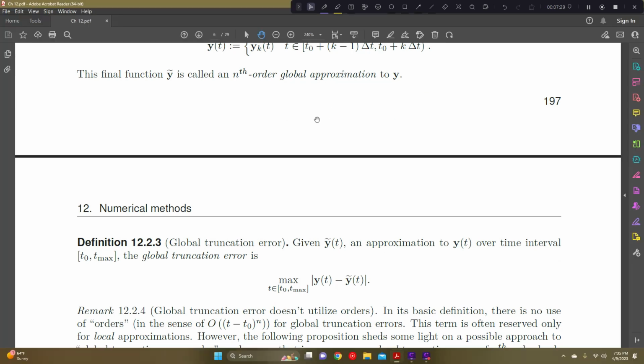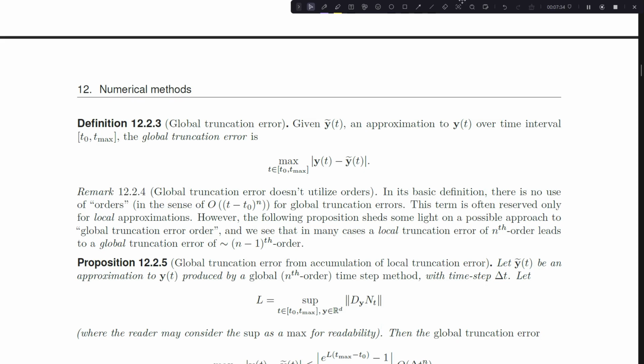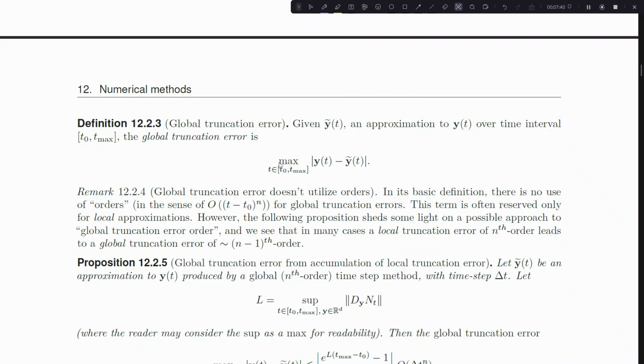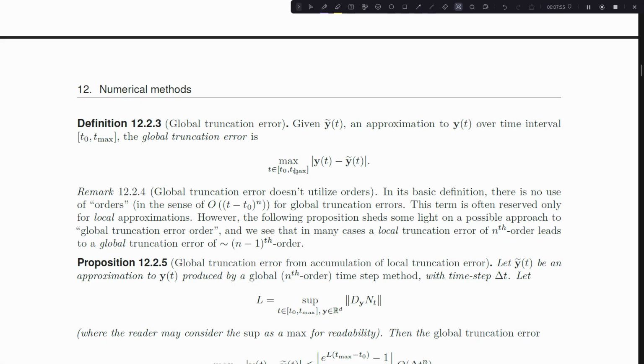The global truncation error gets defined just like with the local truncation errors, except rather than just calculating an error at a specific delta t, I'm now going to give myself a time t max that I'm just calling my maximum time. The global error is just the maximum of the difference of the true solution to the approximate solution over that time interval.